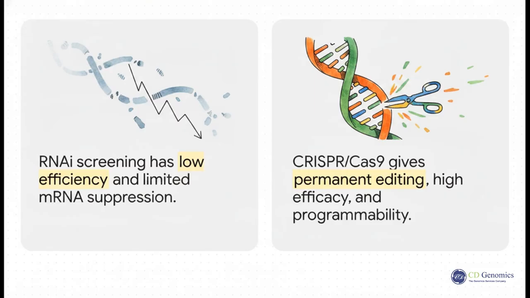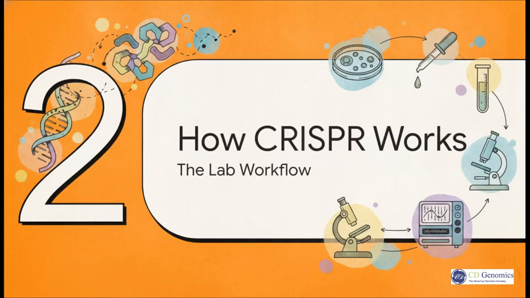Now, you might be thinking, wait, haven't we been doing large-scale screening for a while? Well, yeah, we have, but CRISPR completely outclasses the older techniques. Just take traditional RNA interference, or RNAi screening. It's historically struggled with low transfection efficiency, and it could only temporarily suppress gene expression at the mRNA level. Kind of a half measure, right? On the flip side, high-throughput CRISPR/Cas9 screening gives you permanent gene editing. It's robust, it's highly programmable, and it offers a level of efficacy that makes it an absolutely indispensable tool for precision medicine today.